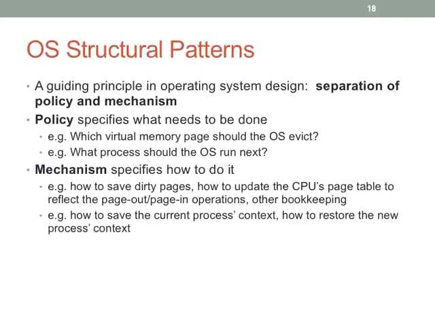When I have a process that should be run next, it picks which process should run next. Now I need to save the current process's context, do the context switch, and restore the next process's context. That's mechanism. How do I actually implement that changeover?